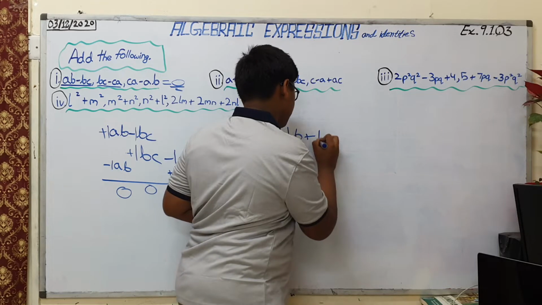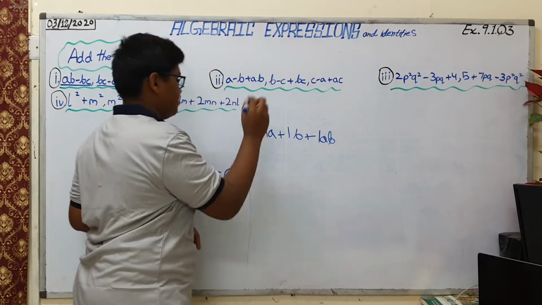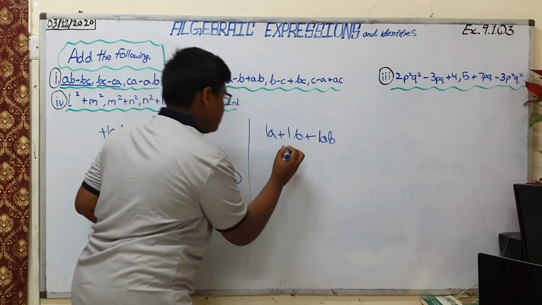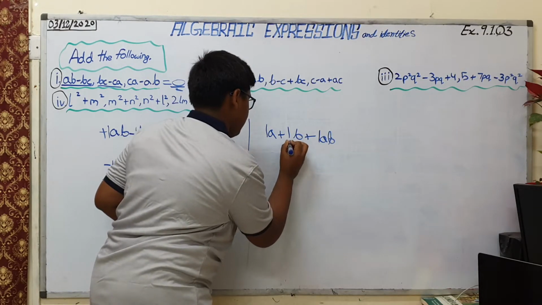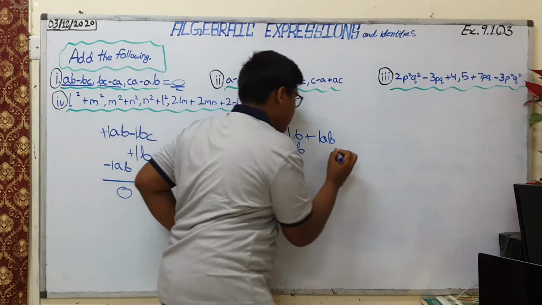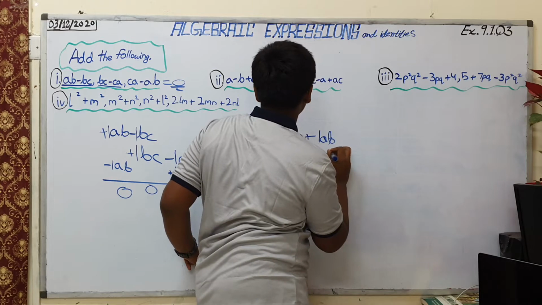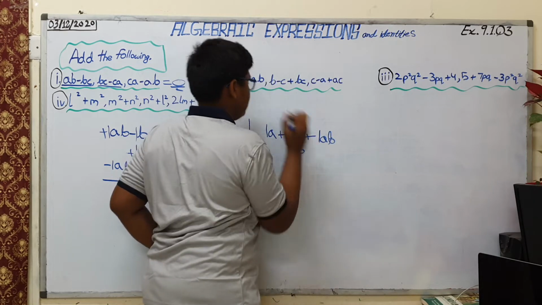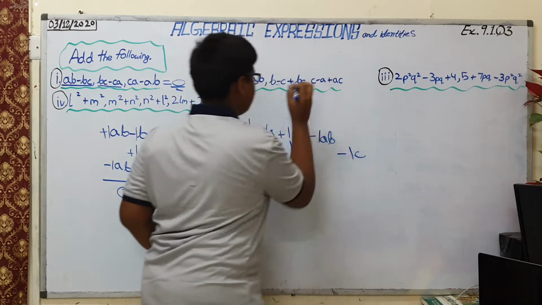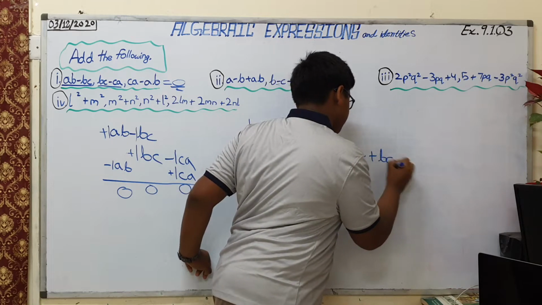Plus 1AB. And what is the second term? The second term is B minus C. So 1B is here, so this will be 1B. There is no column for C, so we are going to take a new column for C, which is minus sign, then minus 1C, then plus BC. We are going to take one more column for plus BC.